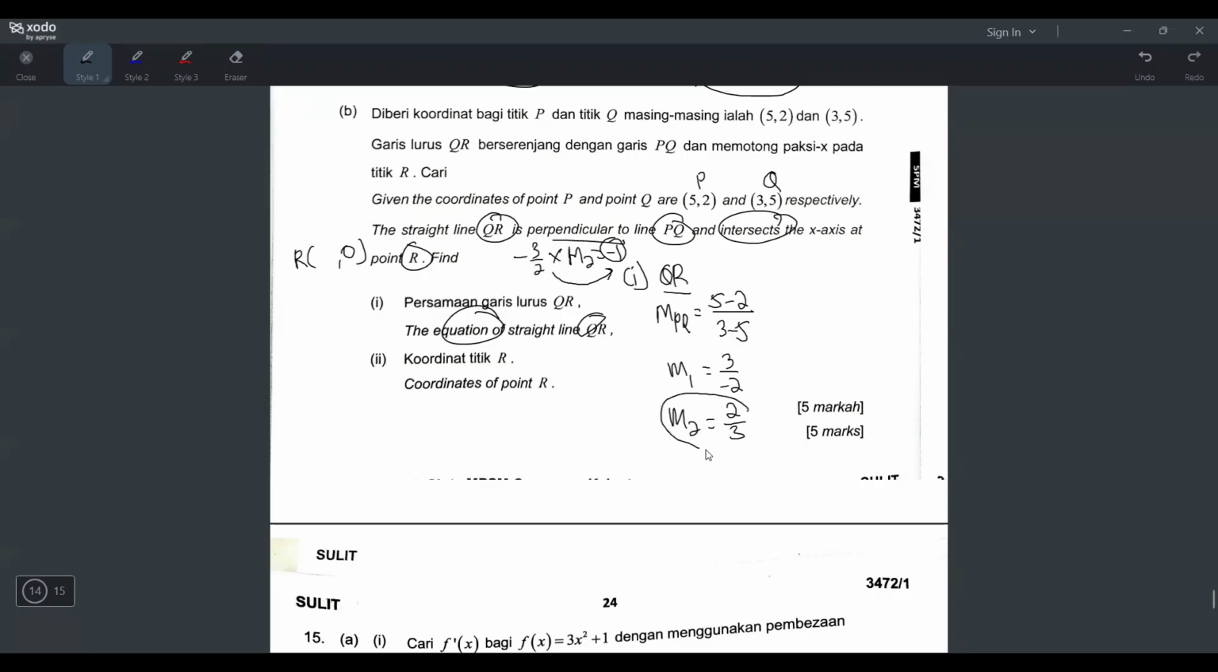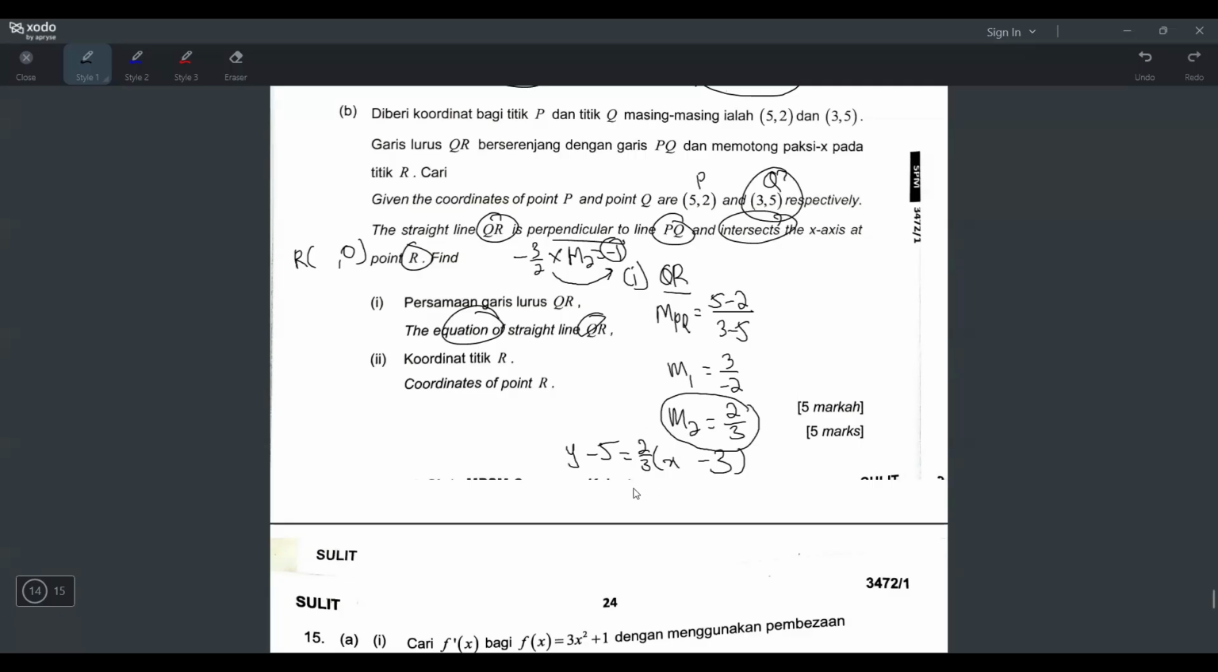Now you have the gradient of QR, but you also need a point that QR passes through. So Q. QR definitely passes through Q. Now you can use the formula to find the equation. The formula you use is y minus y1 equals gradient times x minus x1. The gradient is 2 over 3, and y minus y1 means y minus 5, x minus x1 means x minus 3. Remember, when you're finding an equation, you always need two pieces of information: the gradient and a point it passes through. If there is no passes-through point, you cannot use a point. Then you put it into this formula.